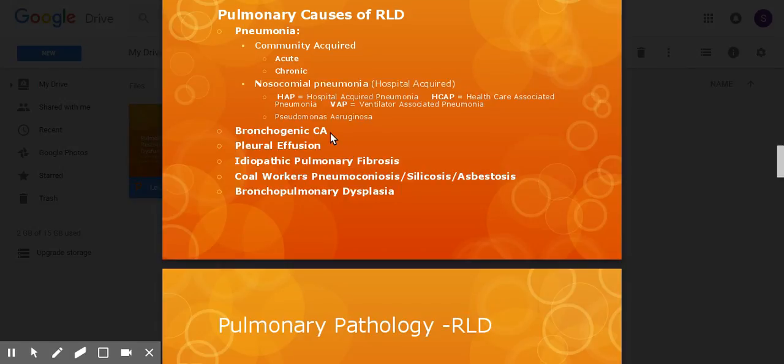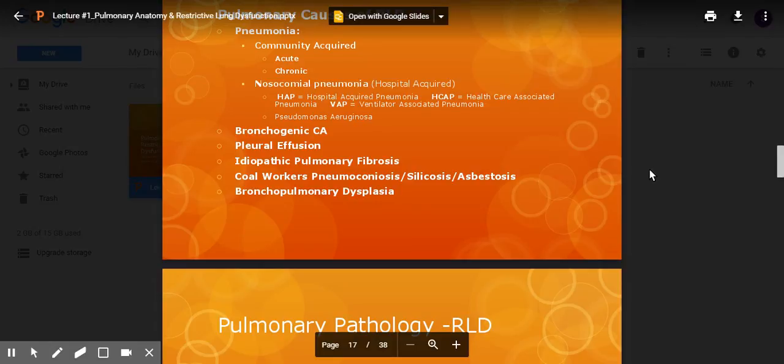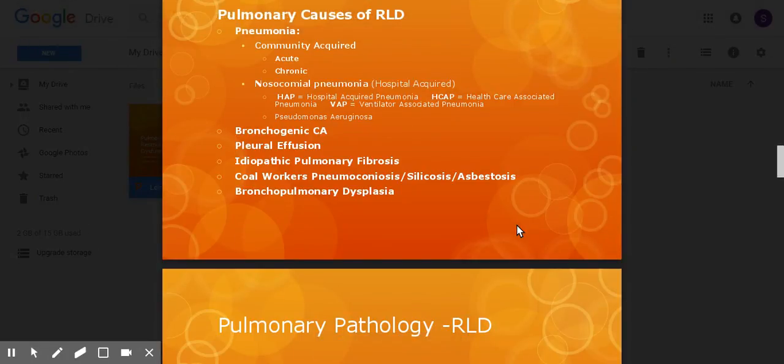So talking about bronchogenic cancer, bronchogenic cancer is divided into small cell carcinoma and non-small cell carcinoma. There are 4 distinct types of cancer. 3 of them are referred to as non-small cell, and then obviously small cell. 85% of all lung cancers are non-small cell cancers. They are referred to as squamous cell, adenocarcinoma, and large cell. 15% roughly are small cell cancer.